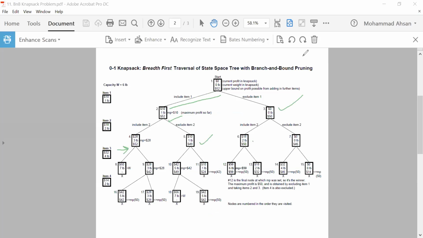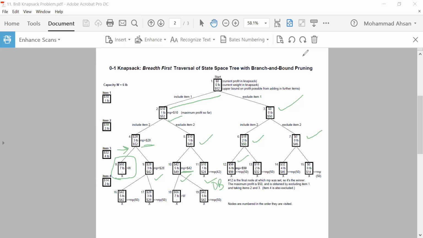This is again promising, this is promising, this is promising. When you reach here, this is a static bound because of weight. This is still promising because your maximum profit is still 28. So this is promising, this is promising, this is not promising because when you reach here, you have updated your maximum profit to 42. So this becomes a dynamic bound here.